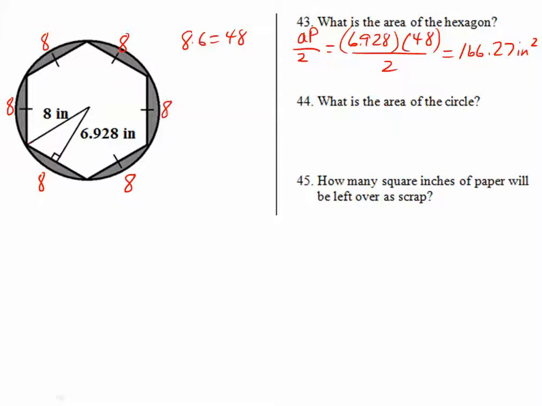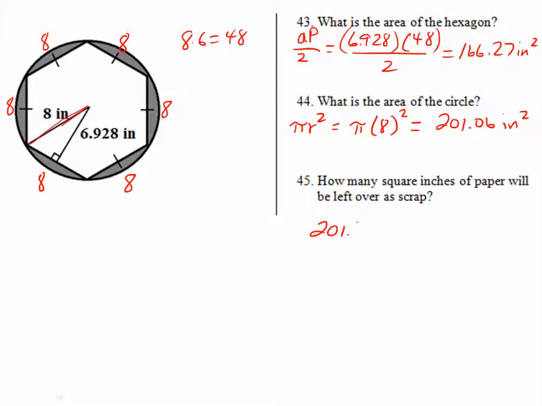Then it says, what is the area of the circle? Well, here's my radius. It's 8. The formula is pi r squared. So that's pi times 8 squared. And that equals 201.06 inches squared. And then it says how many square inches of paper will be left over as scraps.